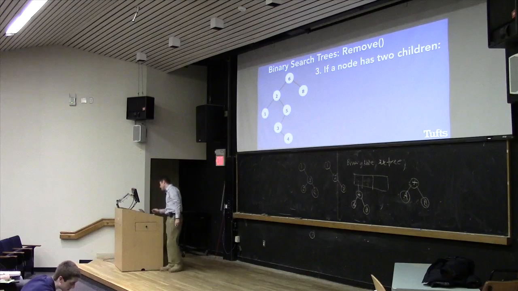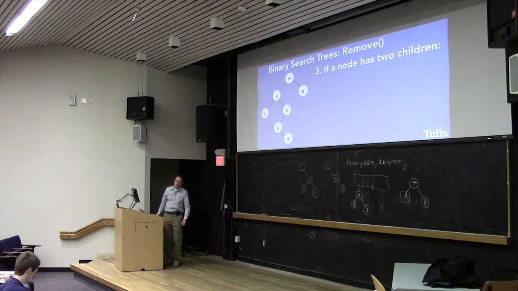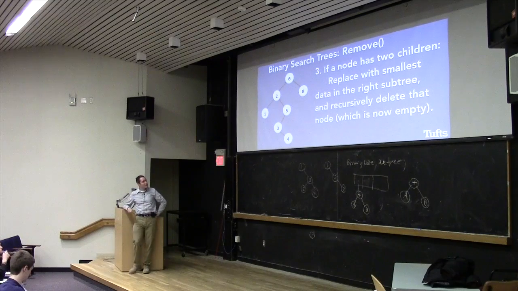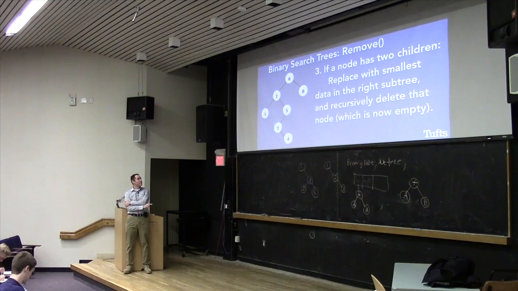The traditional method, the method that I learned, was the following. Very good ideas all along, and I think one of you might have hit on this. Replace with the smallest data in the right subtree. In other words, go to the right subtree, take that and make it the tree here, and then recursively delete that node, which is now empty.